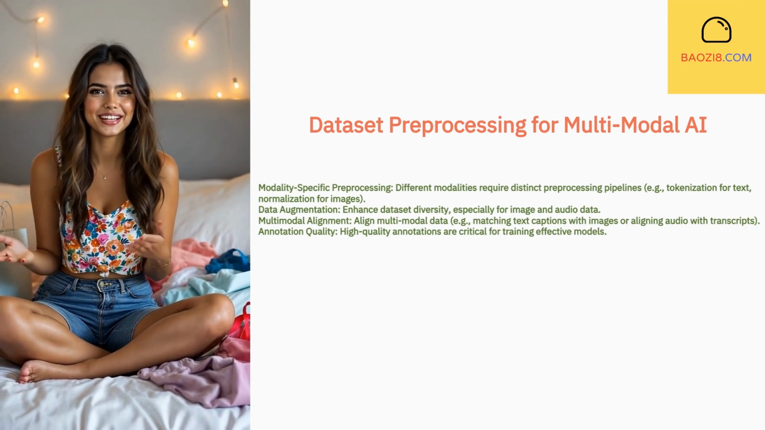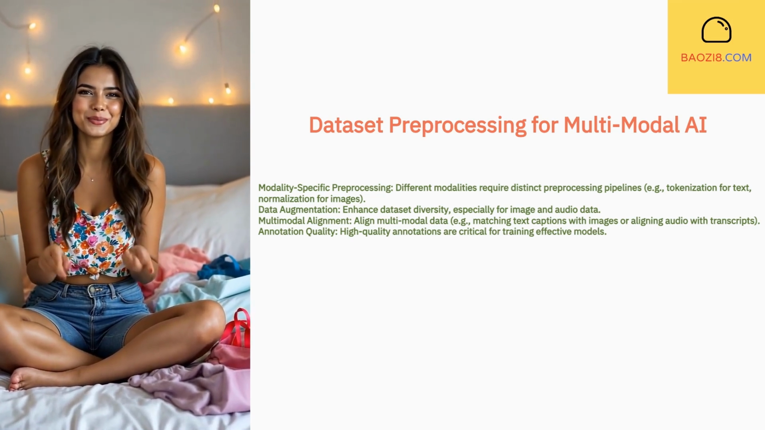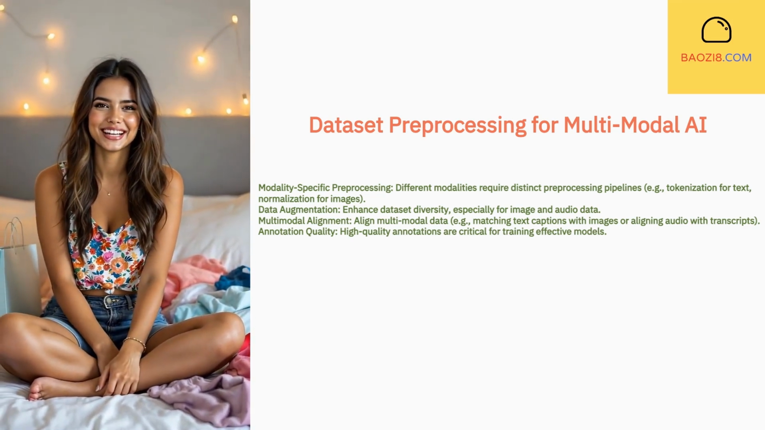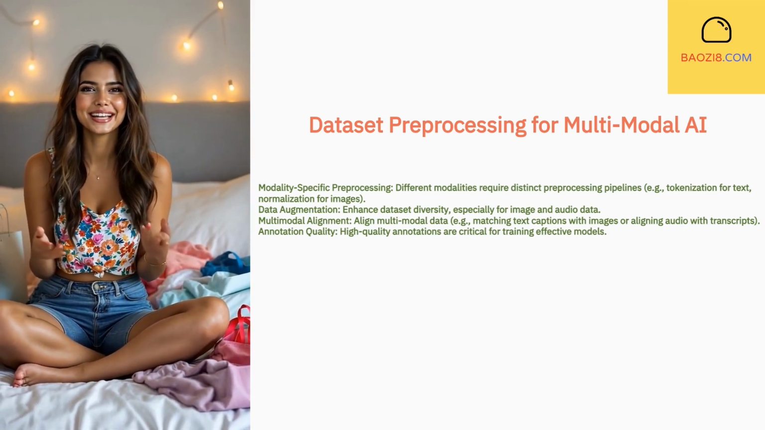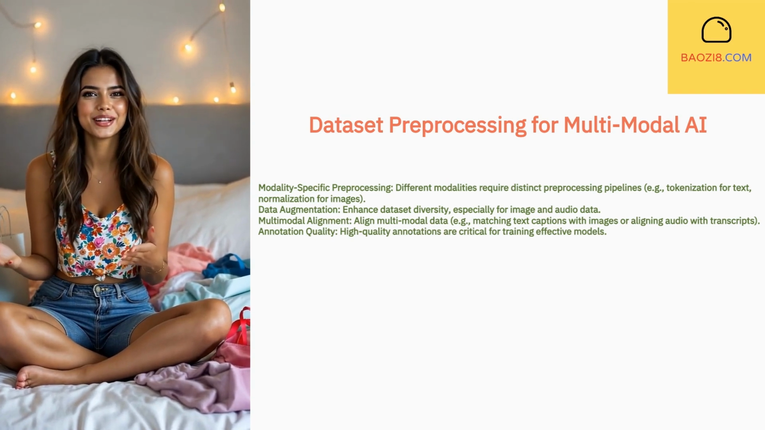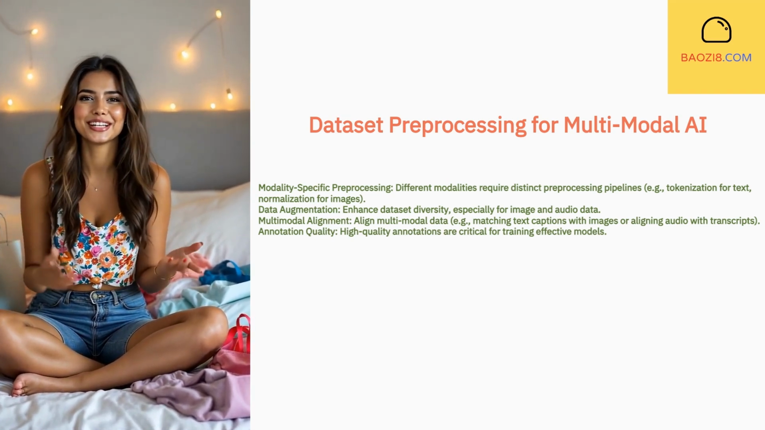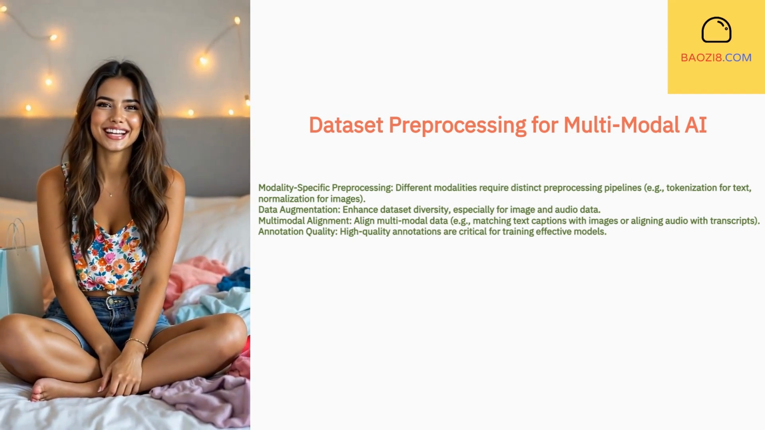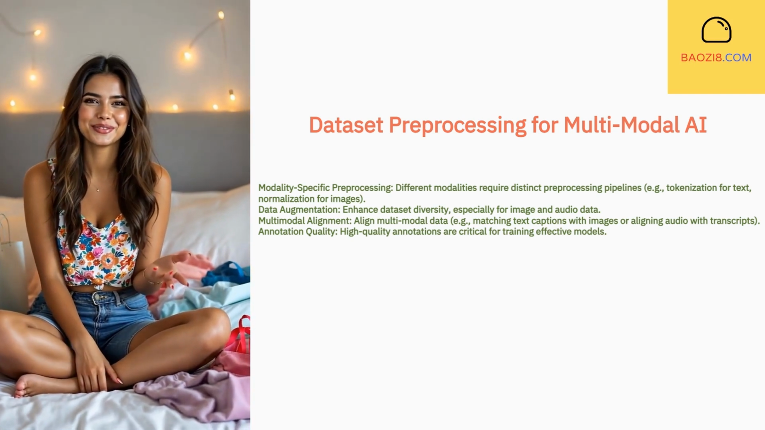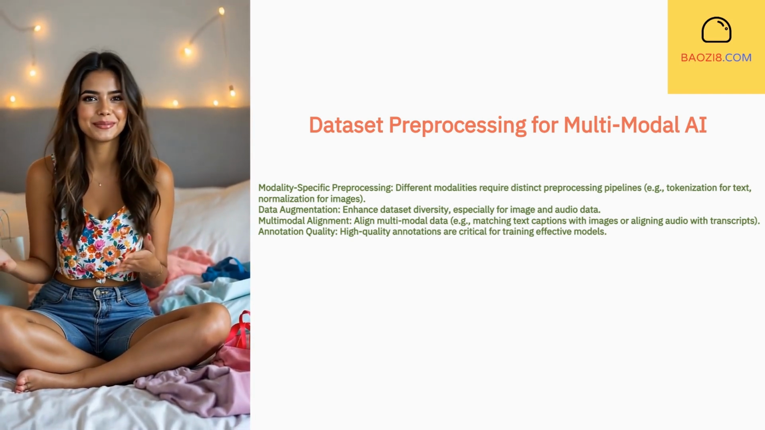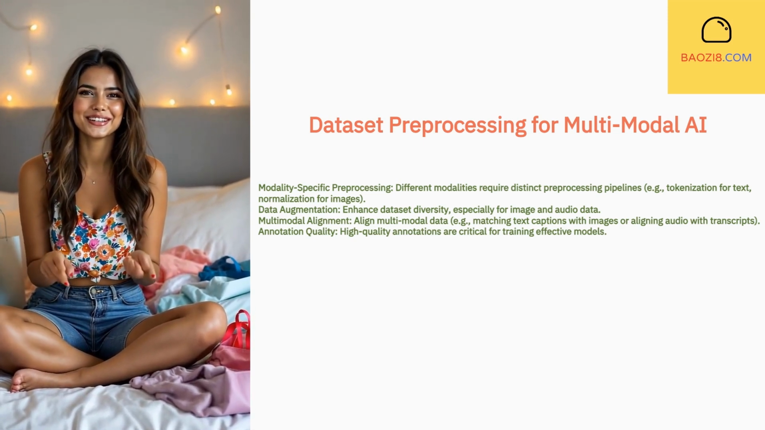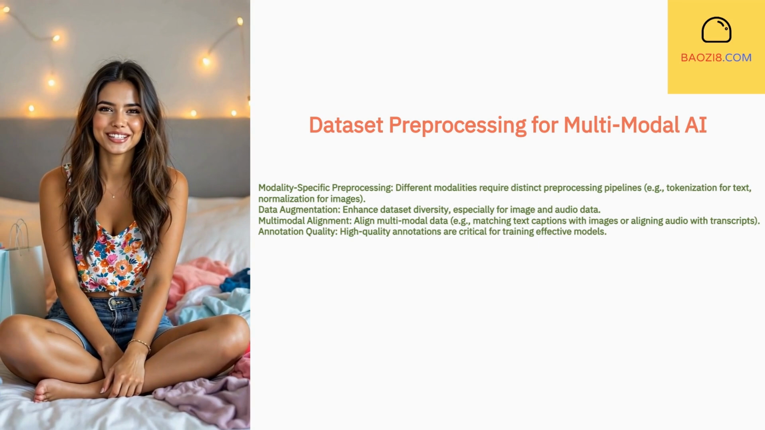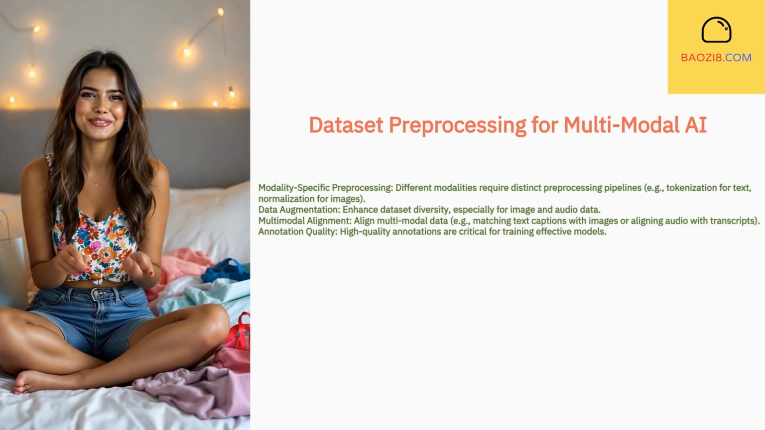Data augmentation is particularly important in multimodal systems to avoid overfitting and enhance generalization. For images, techniques like rotation, cropping, and color jitter are commonly applied, while audio augmentation might involve pitch shifting or noise injection. Aligning data across modalities is essential. For example, associating image captions with images or syncing audio with corresponding text. High-quality annotations, e.g., expert-labeled image captions or transcribed audio, ensure the model has the best possible data for learning.